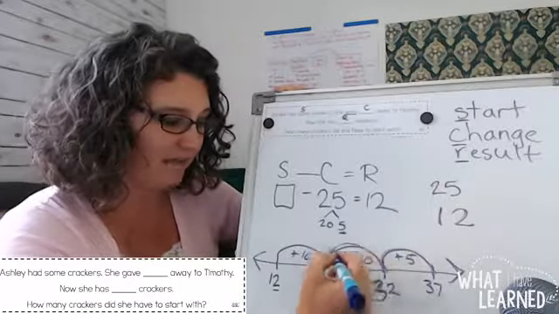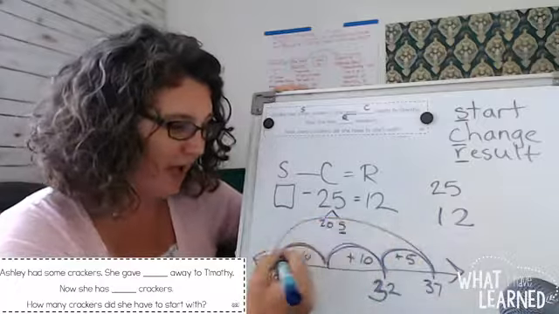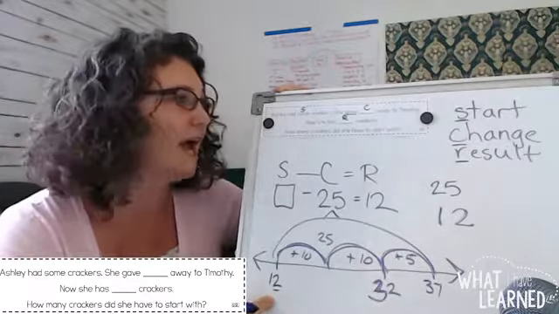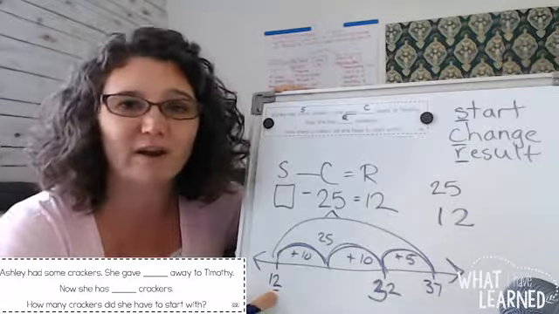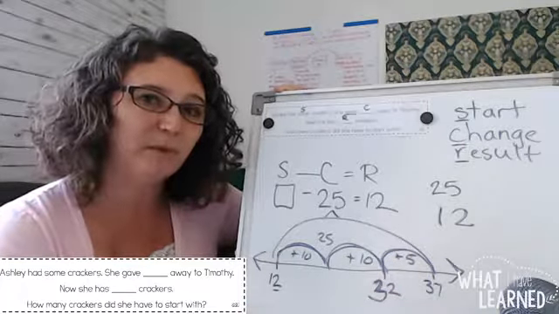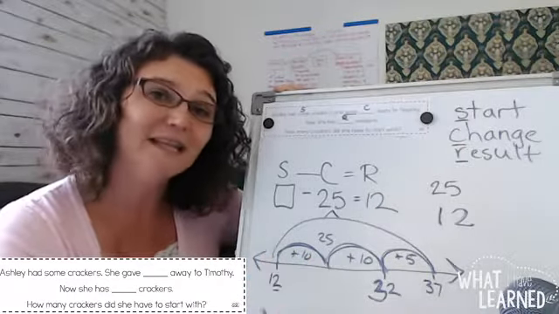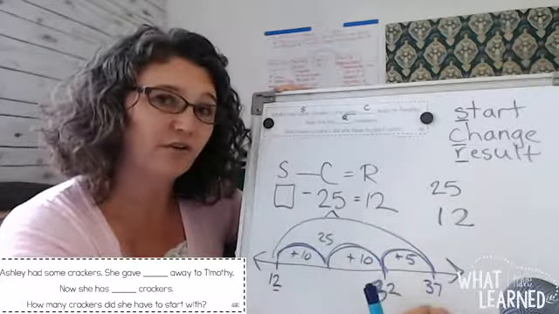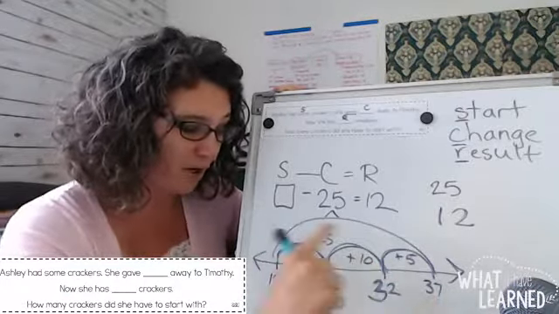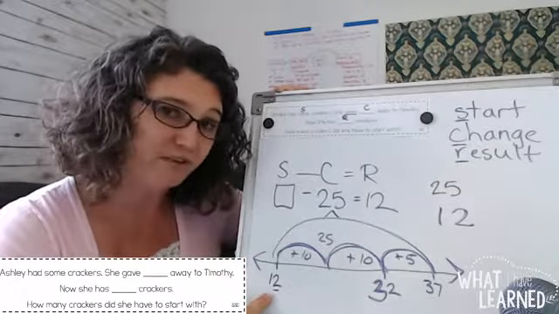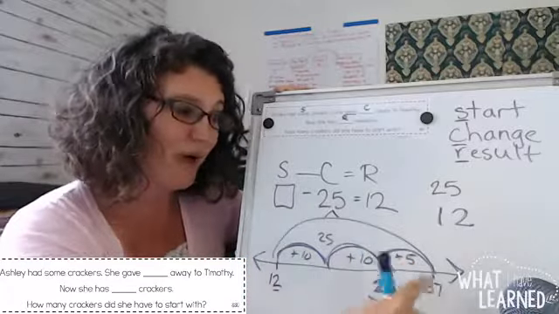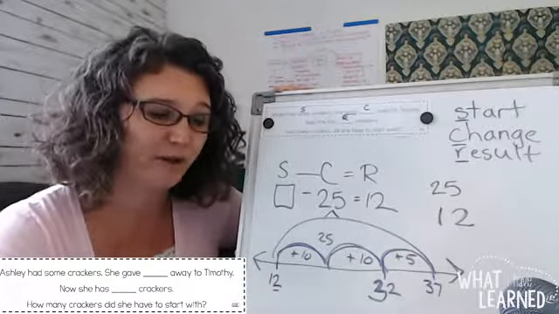And so Ashley had 37 crackers to begin with, and then she gave away the 25, and so here's her 5, 10, 10, which is her entire 25 that she gave away. And then she now had 12 crackers after she gave 25 away. And so you can see that this model was built a little bit differently than the other two. I didn't start with my start because that's what I had to figure out. So because my start was unknown, I started with the result down here and counted up by the change, how much she gave away, to figure out how many she started with.